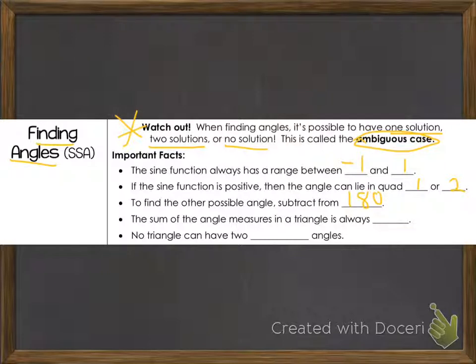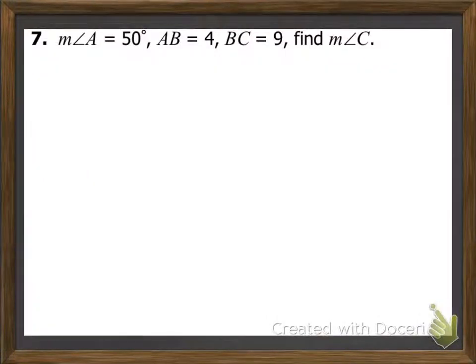The sum of the angle measures in a triangle is always 180. The three angles of a triangle always add up to 180. And therefore, no triangle can have two obtuse angles. And just a friendly reminder, obtuse means it would be greater than 90. So you can't have two of those. It's just not possible. So let's do an example here.